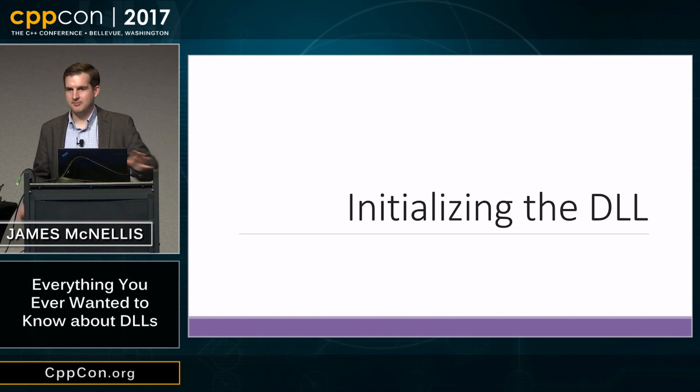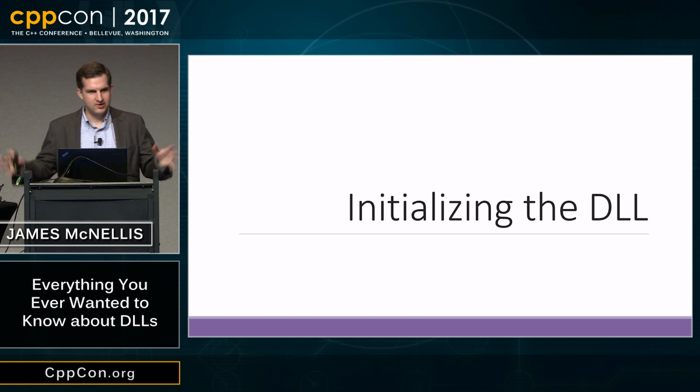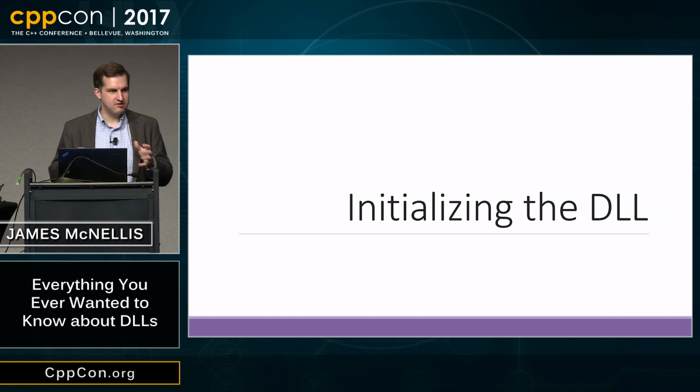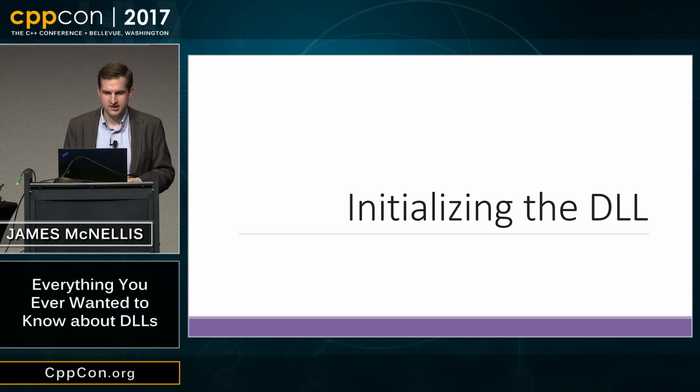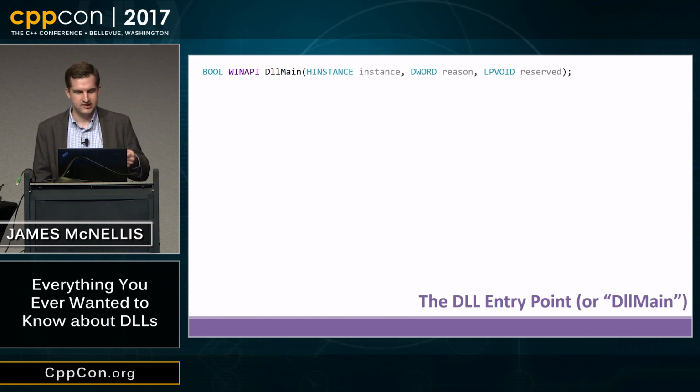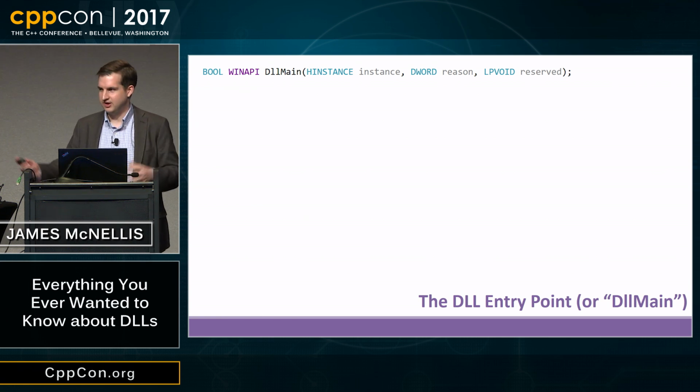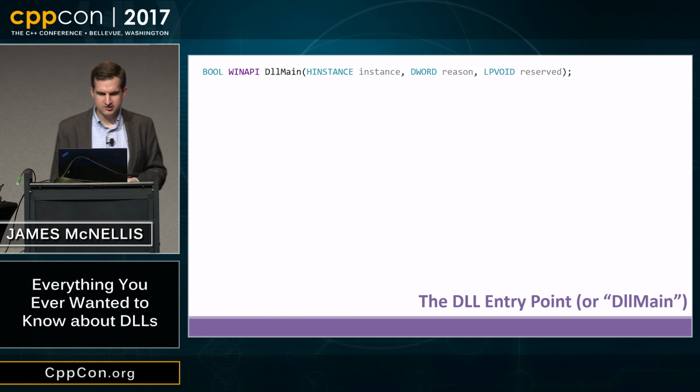All right, at this point, the DLL is basically loaded, almost ready for use. The loader now gives the DLL the opportunity to initialize itself if it needs to. It does this through an entry point, which is conventionally called DllMain. DllMain is a function that you implement in your program, and it's like the C main function, but for DLLs. So it takes 3 parameters.